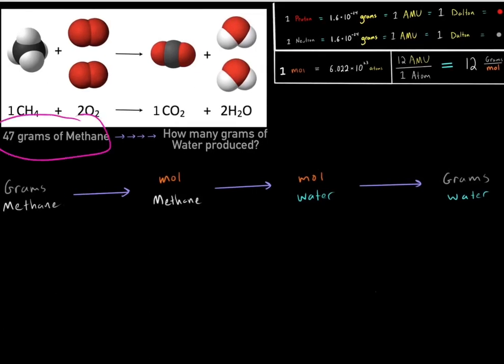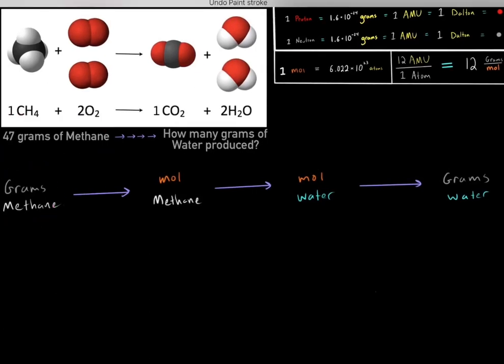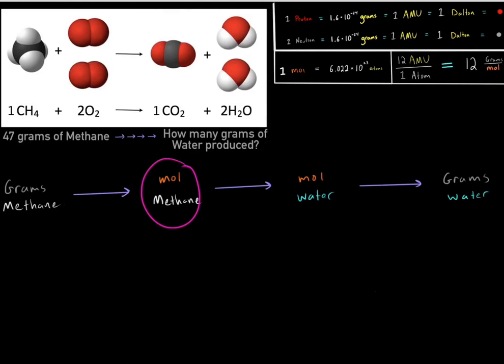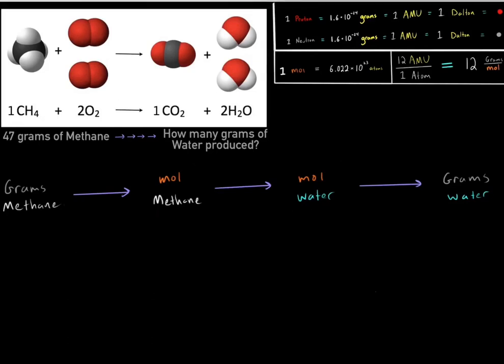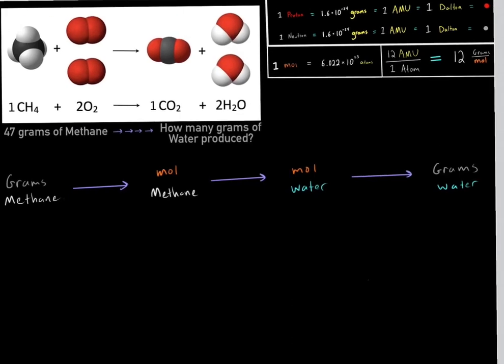So again, we're given 47 grams of methane. So you go from grams of methane to moles of methane. Then you go from moles of methane to moles of water. Then you go from moles of water to grams of water, because that's the question: how many grams of water is produced?